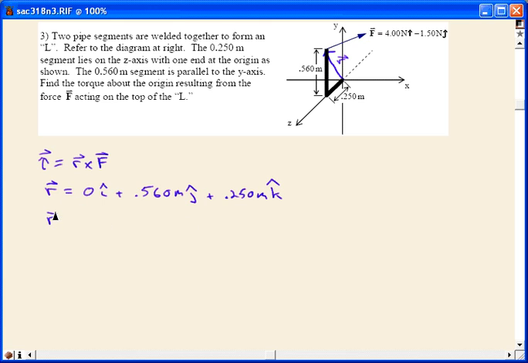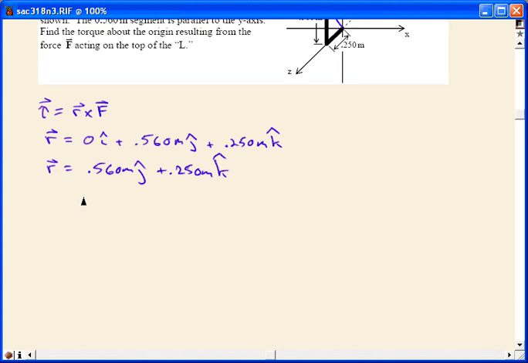Copy that down without the 0 there. So I've got 0.560 meters times j plus 0.250 meters times k, the simplest representation of r in ijk or coordinate unit vector notation. Alright, then all I've got to do is substitute r cross F into this expression.